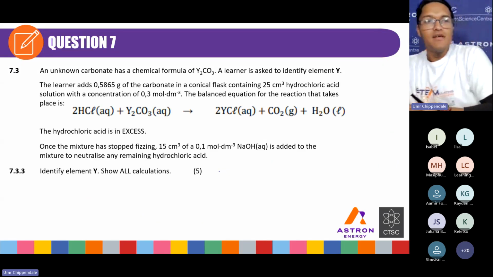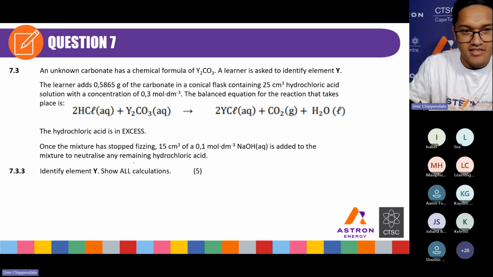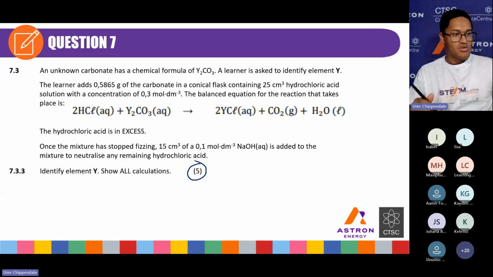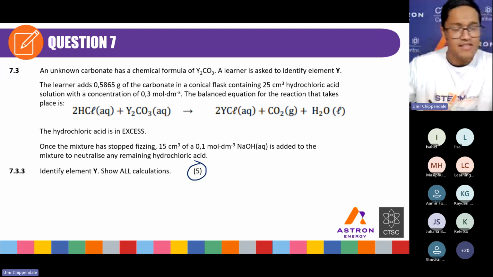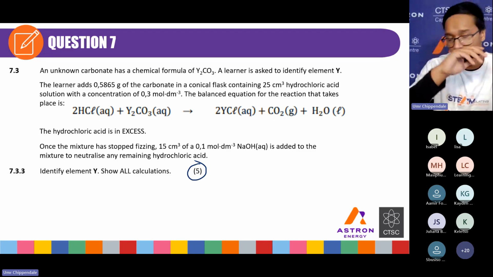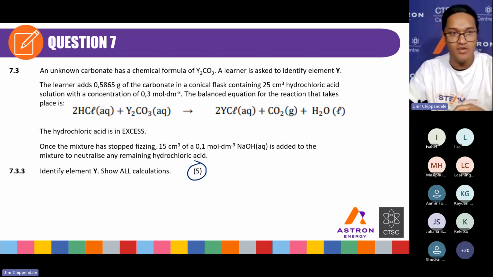Now, 7.3.3. Identify element Y. And we need to show all calculations. This is going to be worth 5 marks. If you have perhaps done this question, you're more than welcome to type it in the chat. But this is how we're going to deal with it. All of the numbers and things that we have spoken about in the previous slides are there. The only thing that is different is the question, which is 7.3.3.